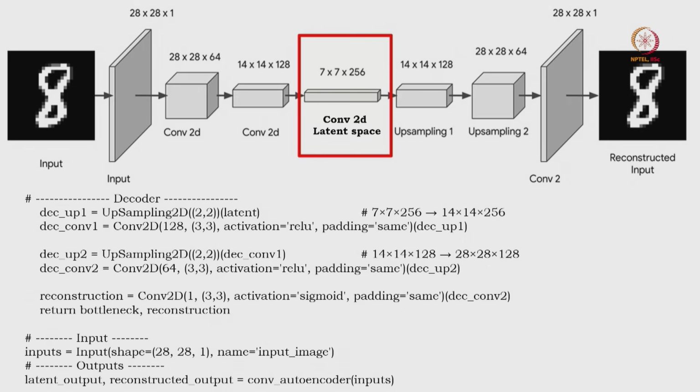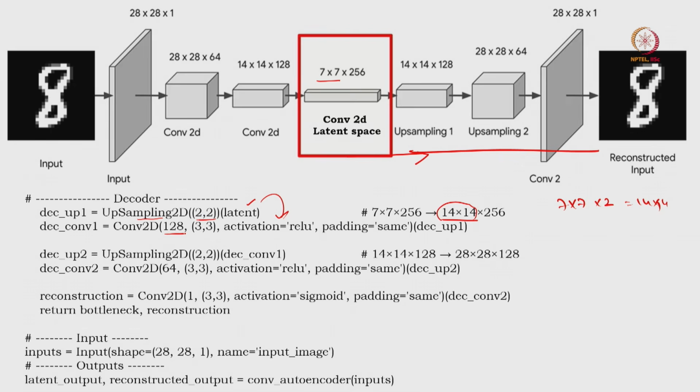What we are discussing now is the decoder part. In the decoder, the latent space obtained from the previous step is passed as input, and first you do an upsampling with a factor of 2 cross 2. So if it is 7 cross 7, with a scaling factor of 2 it becomes 14 cross 14. First you upsample it, then you perform a convolution operation. For the convolution, 128 such kernels are there.